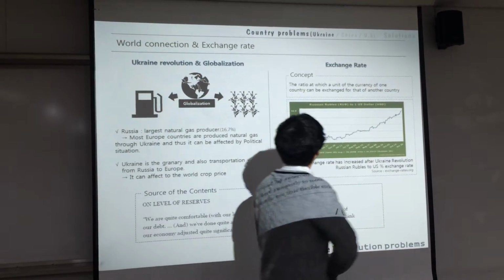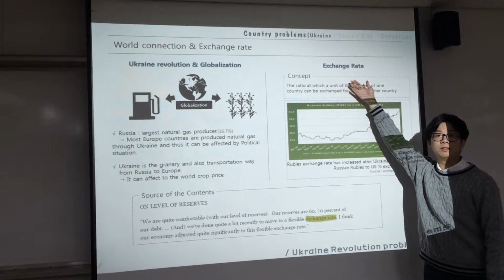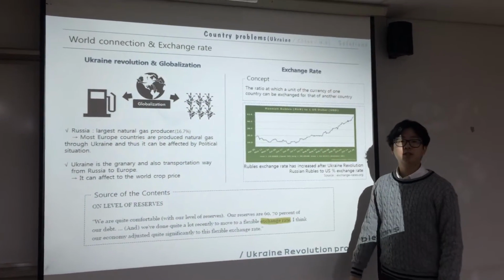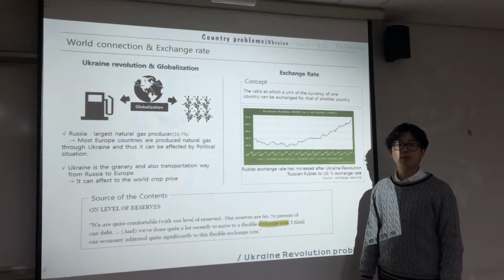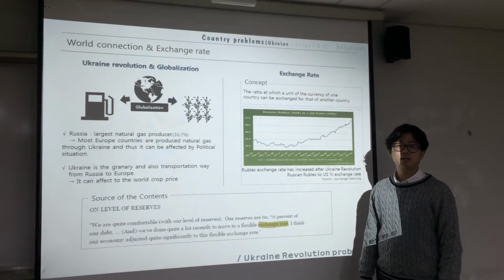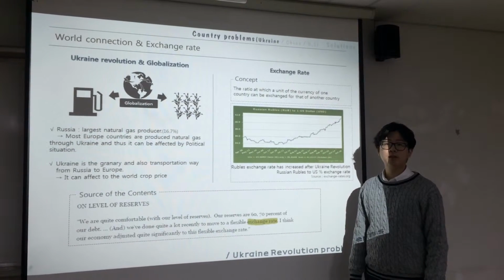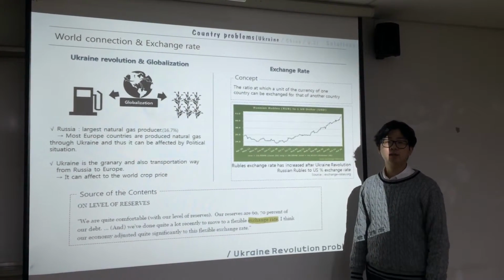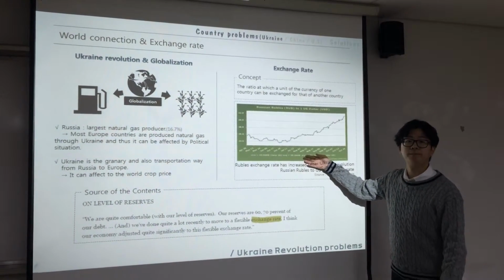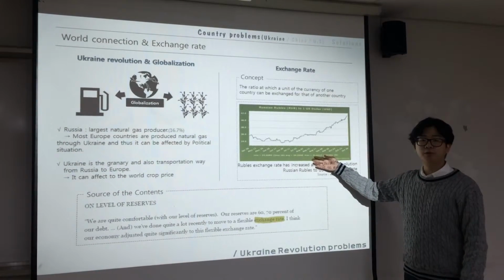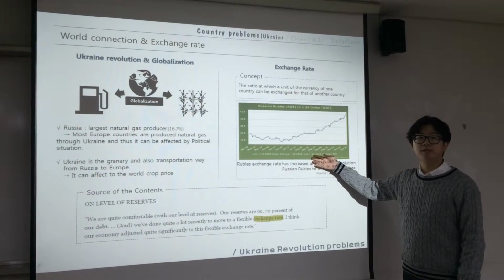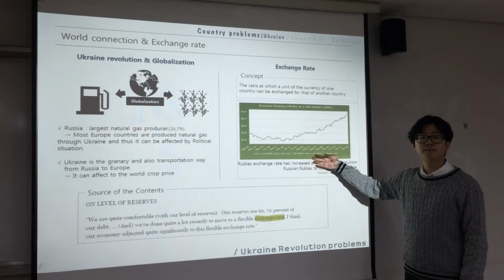The second problem is the exchange rate. A revolution in a country makes the state of the economic market unstable, and this causes investors to withdraw their money. This can have a negative effect on the exchange market, and thus, according to this graph, the Russian ruble to $1 ratio has increased during the Ukraine revolution.